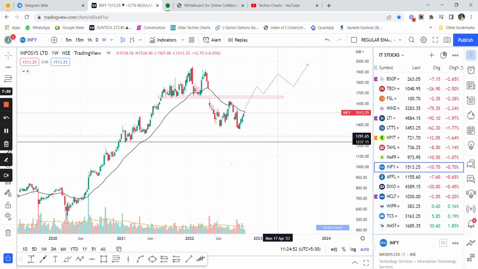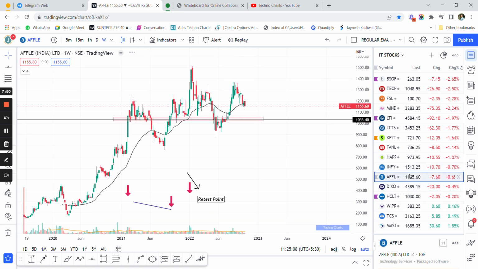And apart from that, all the bounces could be a selling opportunity in Infosys, especially if you see a rejection like here, you can definitely go and short sell it using futures and options, obviously thinking about the risk that is involved here.